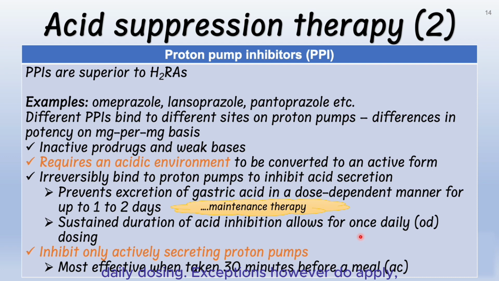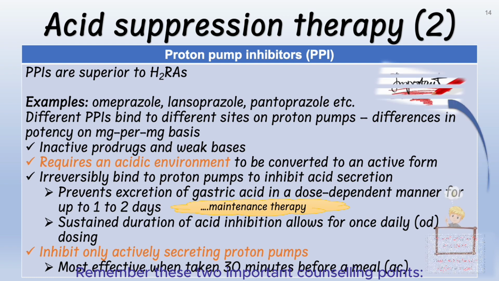Exceptions, however, do apply, for instance, in the eradication of H. pylori in the management of peptic ulcer disease. But more on this in another video. Another interesting fact is that PPIs only inhibit actively secreting proton pumps and therefore are most effective when given 30 minutes before a meal.